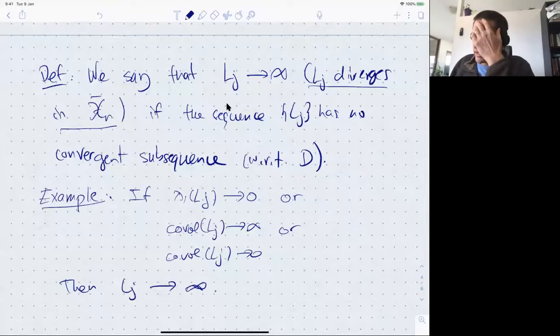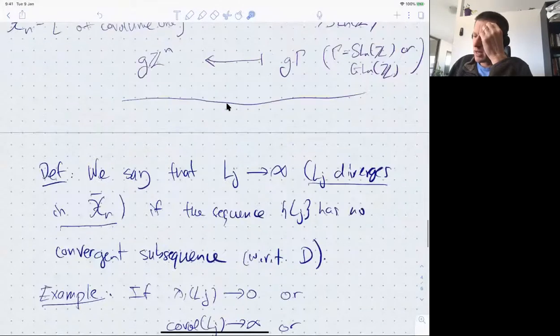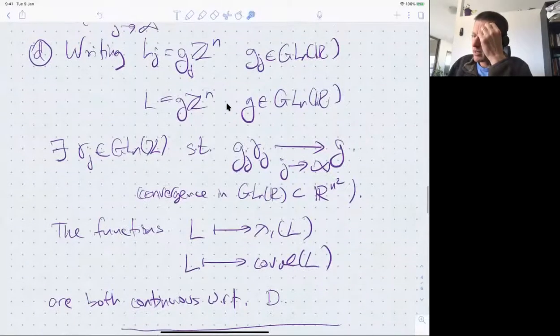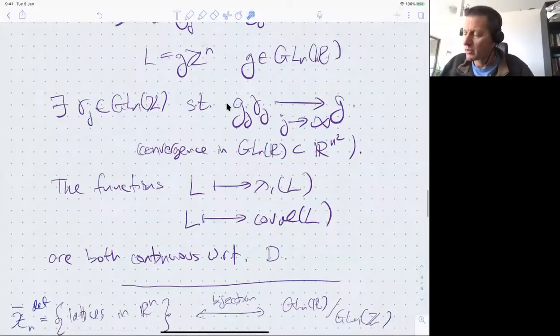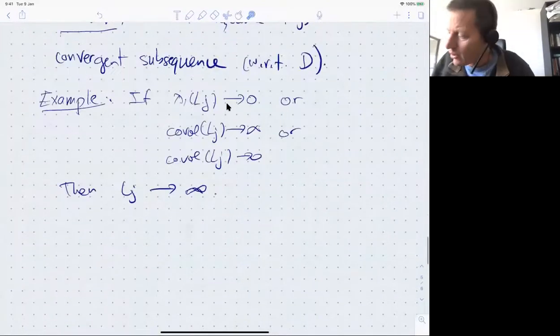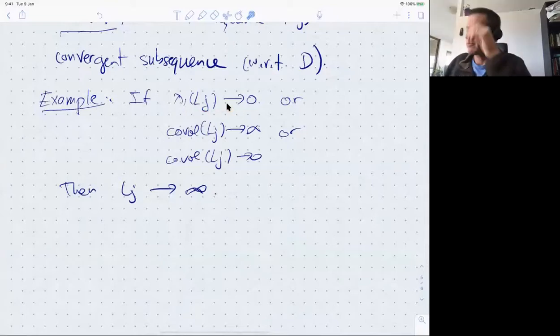And why is that? Well, by the previous proposition, these functions are continuous functions. If we had a convergent subsequence, for example, a sequence where the Lj's converge to a limiting lattice L, then lambda 1 of Lj would have to converge to lambda 1 of L, which is a non-zero positive number. So this would fail, and similarly in the other two cases.